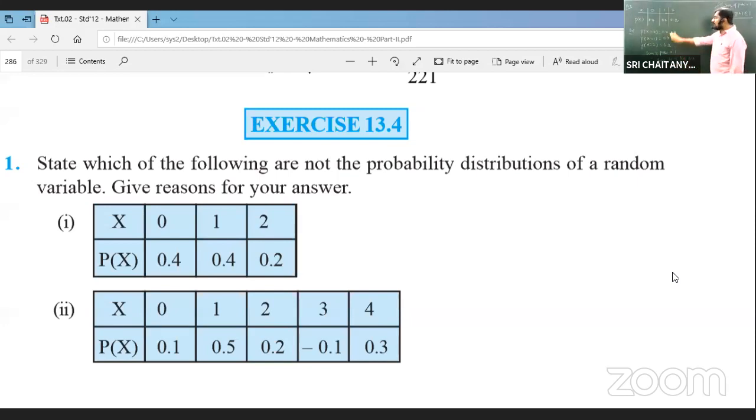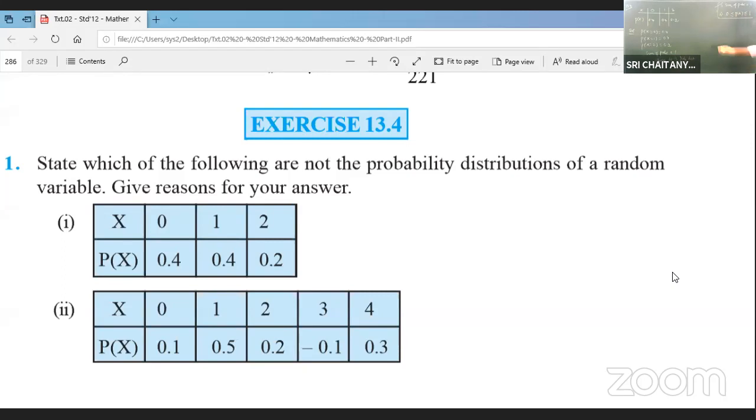Now, if you add these probabilities, you should not add this one, okay? This is the range. If you add these, that should be equal to 1. If it is not equal to 1, then it is not a probability distribution. If any probability in the given table is negative, then it is also not a probability distribution. Why? Because probability should not be negative and it should not be greater than 1. It should always lie between 0 and 1.